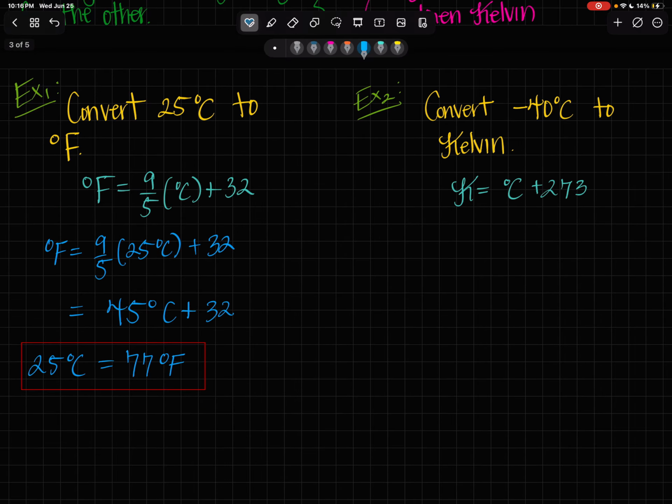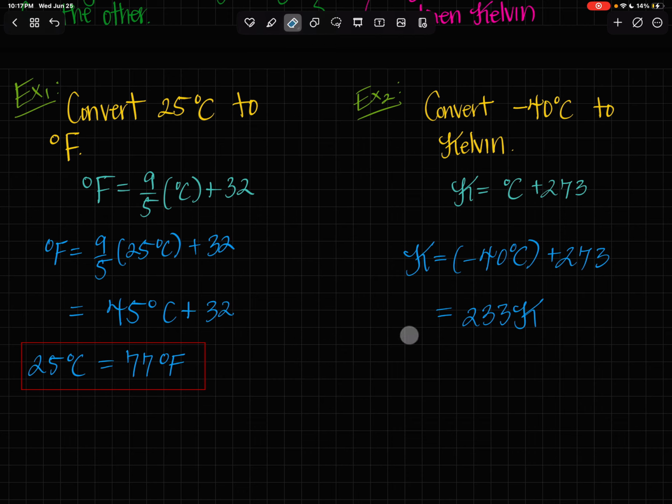Next, let's go on to the second example, and it's convert negative 40 degrees Celsius to Kelvin. So we have the equation here, where Kelvin equals degrees Celsius plus 273. Let's just input our degrees Celsius. And when you solve this, you get Kelvin equals 233 Kelvin. So 233 Kelvin is what negative 40 degrees Celsius is equal to.